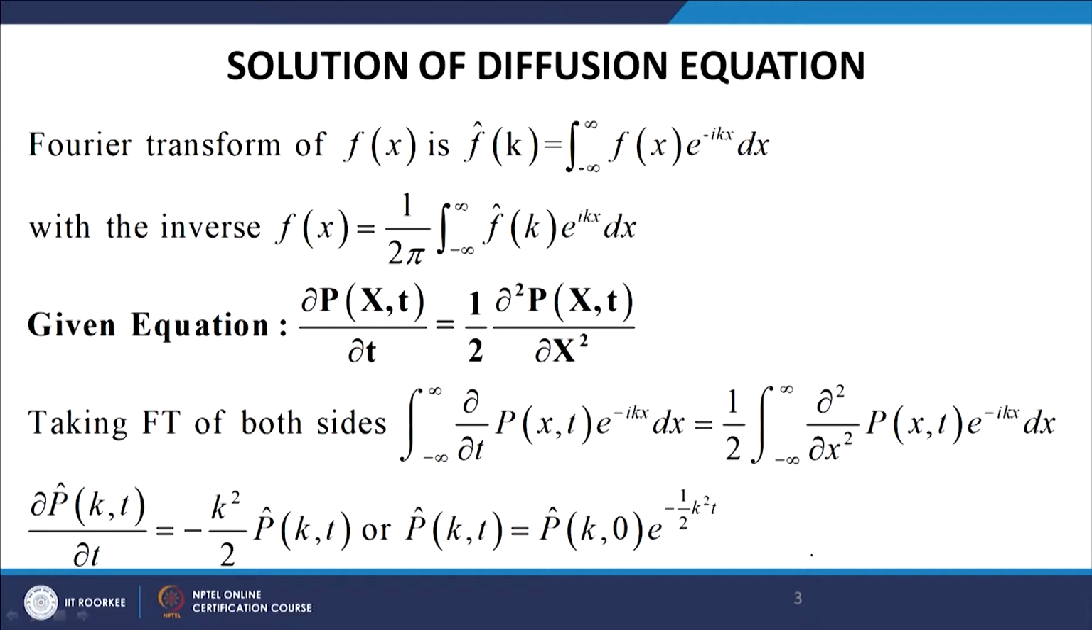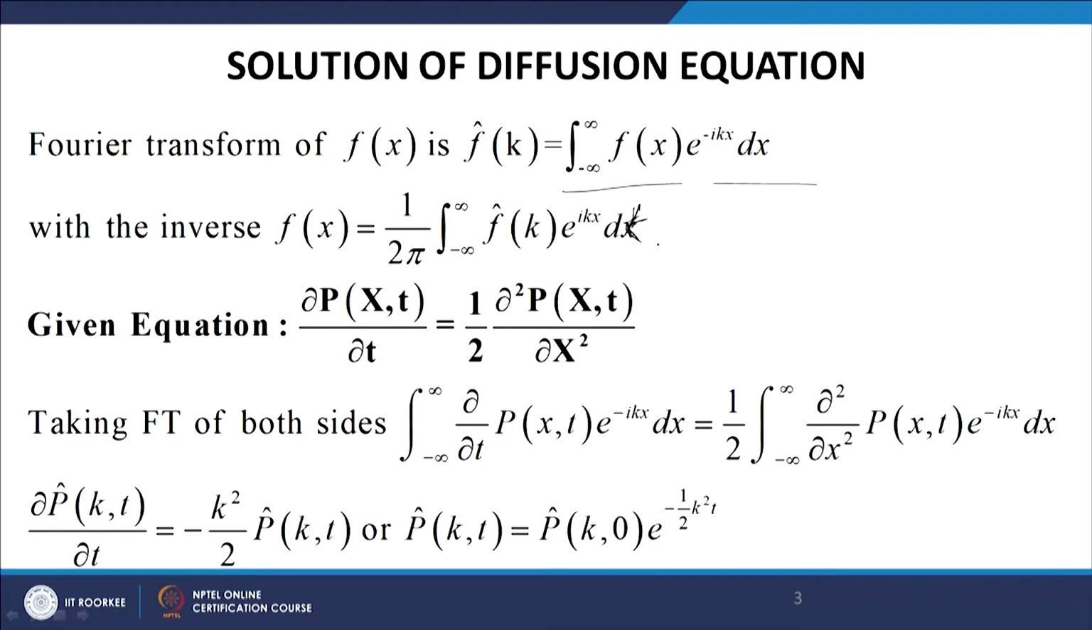The Fourier transform of a given function f of x is defined as f hat of k is equal to this expression, the integral of f of x e to the power minus i k x dx, and the inverse Fourier transform is given by f of x is equal to 1 upon 2 pi integral of f hat of k e to the power i k x dk.